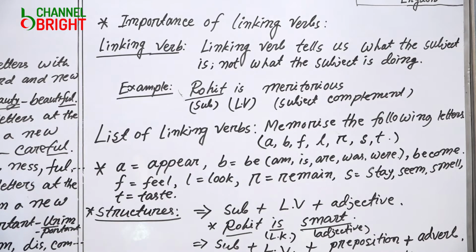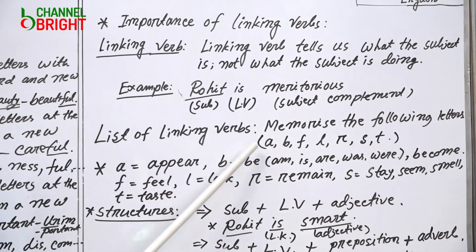You must memorize the linking verbs, because in English grammar there are lots of dynamic verbs of action, but there is a list of linking verbs. So before memorizing the linking verbs, we have to know about the 7 letters: A, B, F, L, A, S, T.